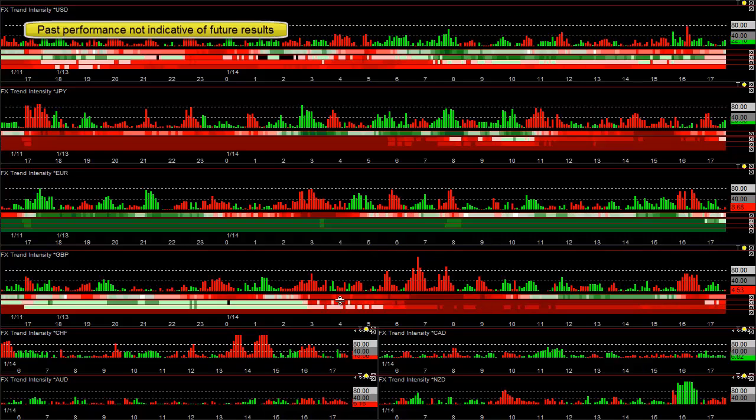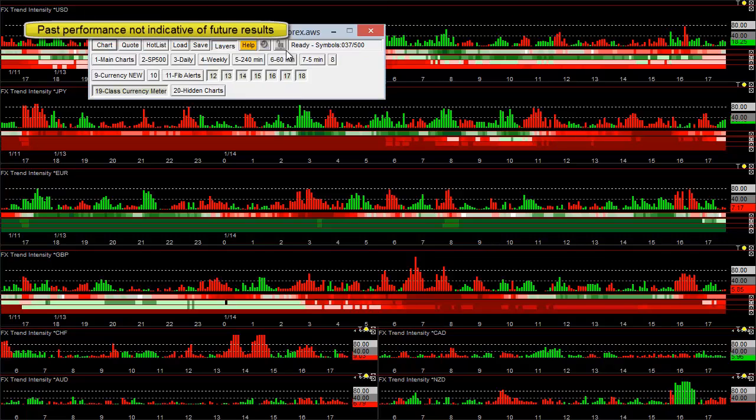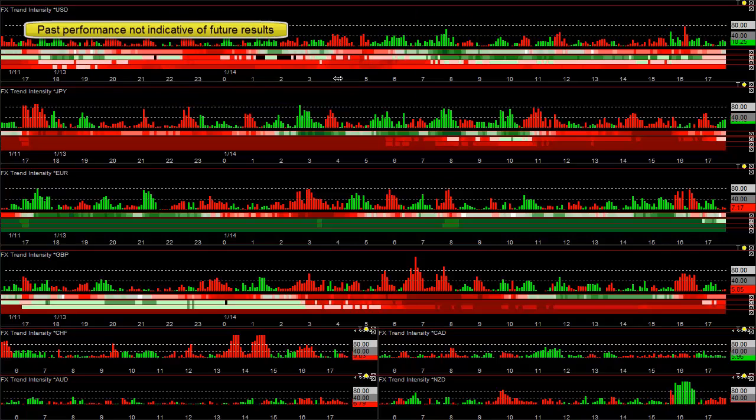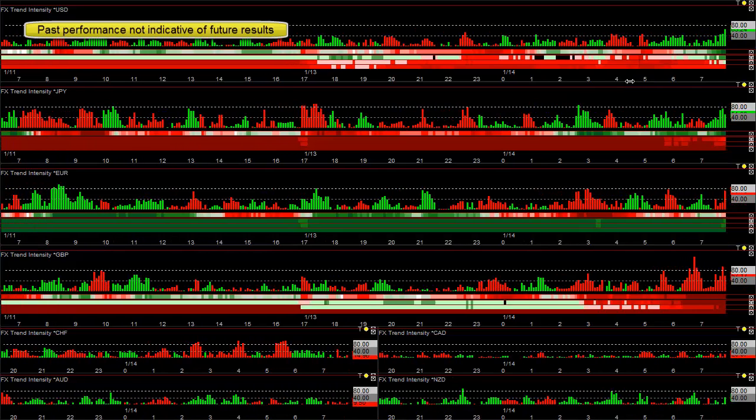All right, so let's look at the main trading hours between 3 and about 12. I'm going to click on this button right here, which allows me to move one of the currency meters back, and they'll all move back at the same time. So let's say you started trading around 7.